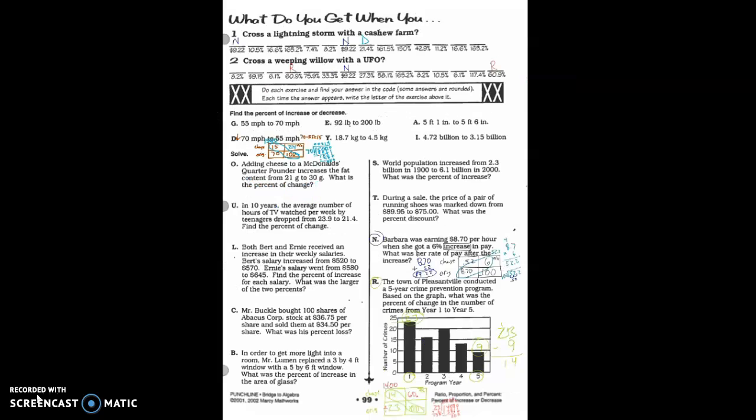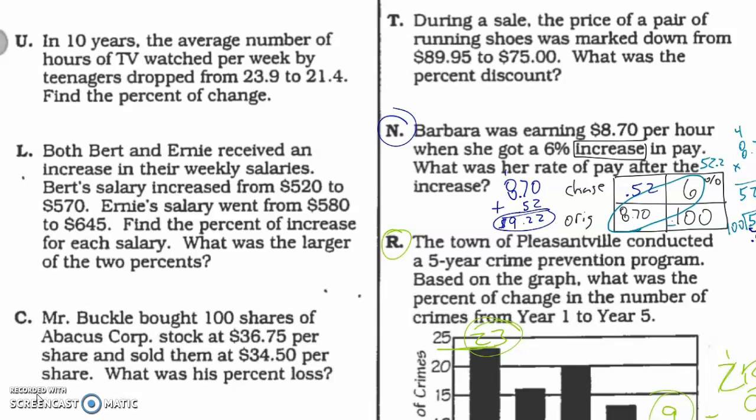Alright. Now what the heck, I'll help you with letter L here for a second too. I'm not going to solve it for you, but I'll help you get started. Both Bert and Ernie received an increase in their weekly salaries. Bert's salary increased from $520 to $570. Ernie's salary went from $580 to $645. Find the percent of increase for each salary. What was the larger of the 2%?